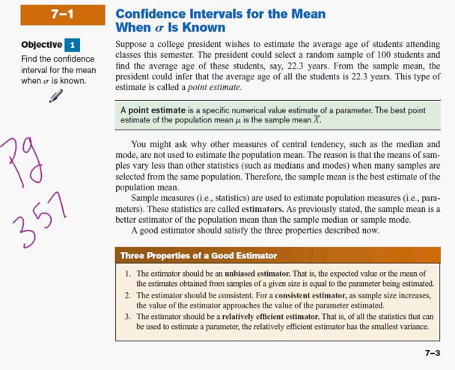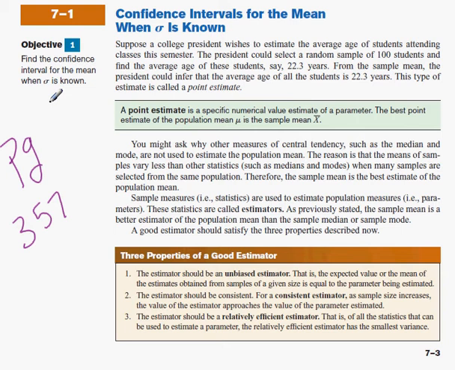Alright, this begins 7.1. It goes over confidence intervals for the population mean when you know the standard deviation, which is a little bit weird because why would you know the standard deviation if you don't know the mean? But these situations do arise, and we'll look later at what to do if we don't know the standard deviation.